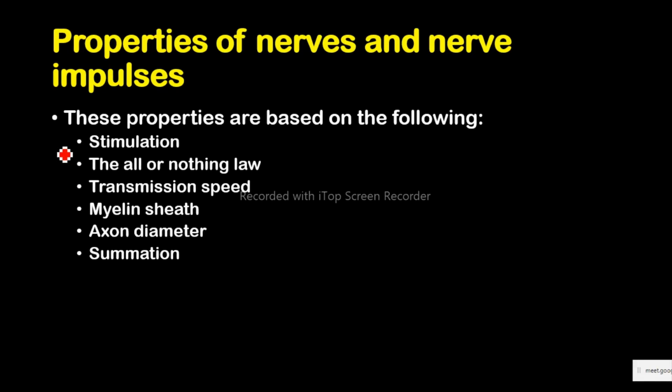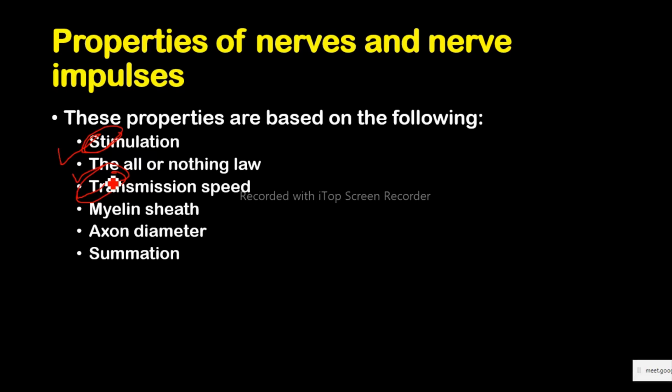A nerve can be stimulated. Number 2, the all or nothing rule. You might have a hint on this, or you might not, but we are going to see what exactly it is about. Then the transmission speed.